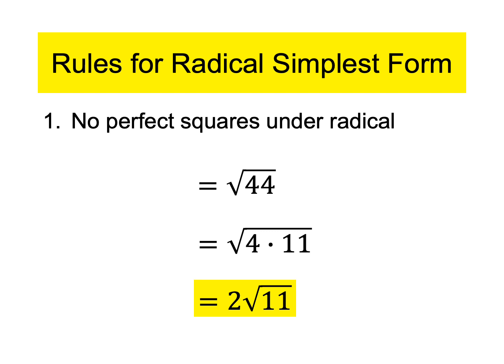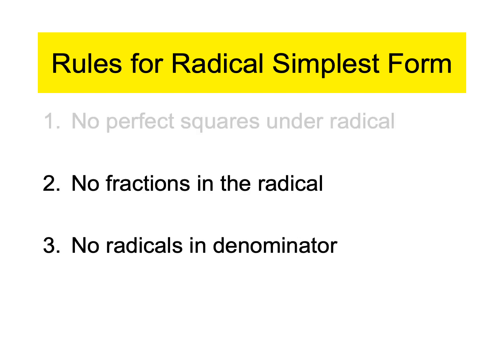But there are 2 more of those rules, the more complicated ones. The other 2 are no fractions in the radical, right? And there can be no radicals in the denominator of a fraction. They kind of seem like they would contradict each other. Let me show you what this means. So rule number 2 looks like this. If I have a square root symbol, I can have no fraction underneath the symbol. See what I have right there, the square root of 3/7.